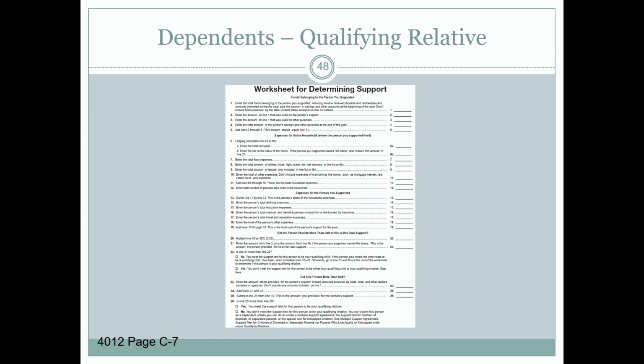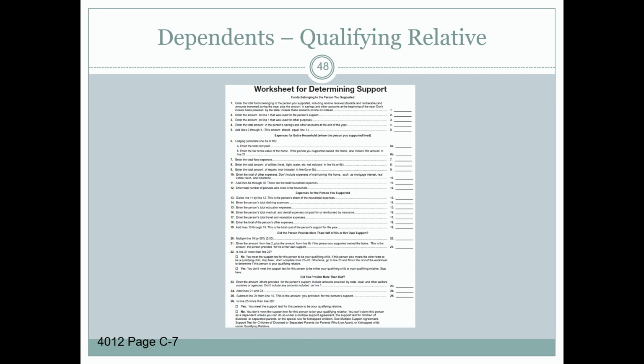That top section up there says funds belonging to the person you supported. This is the person that they're wanting to claim as a dependent. So we got to look at what funds they had available. Okay, the next section is expenses for the entire household, because if you have more than one person living in the household, you have to decide the total amount of expenses for the household, and then it gets divided by the number of people in the household to determine how much of it applies to the person that they're wanting to claim as a dependent.